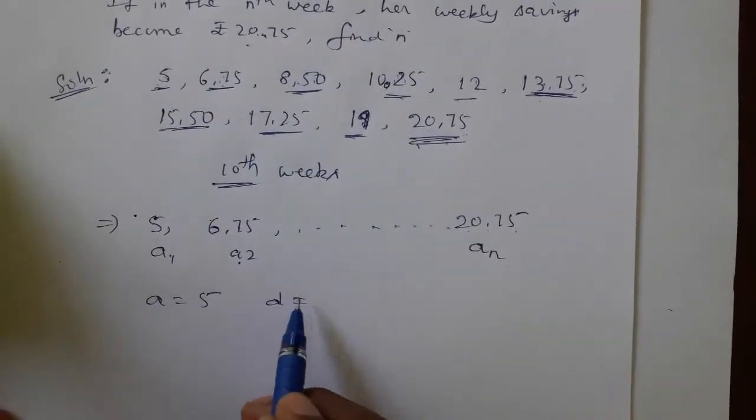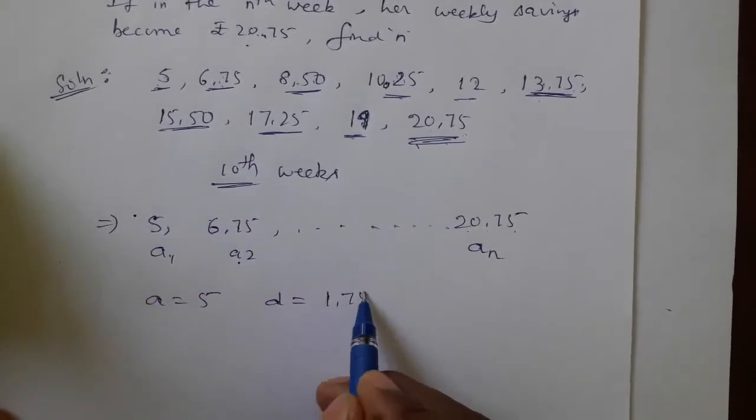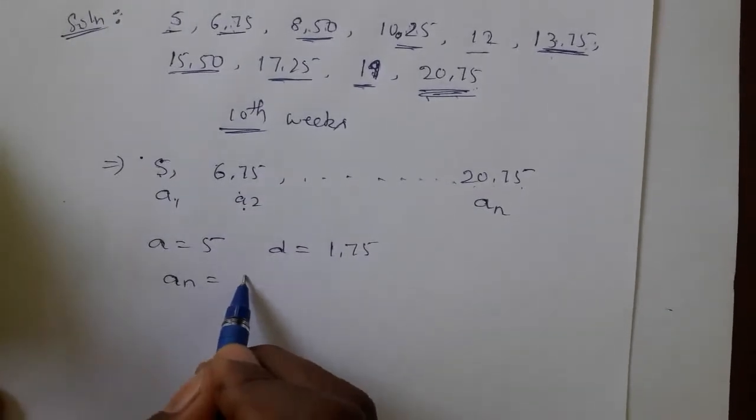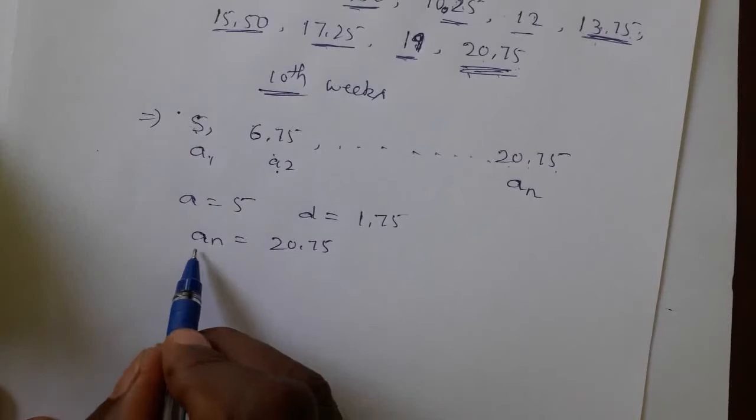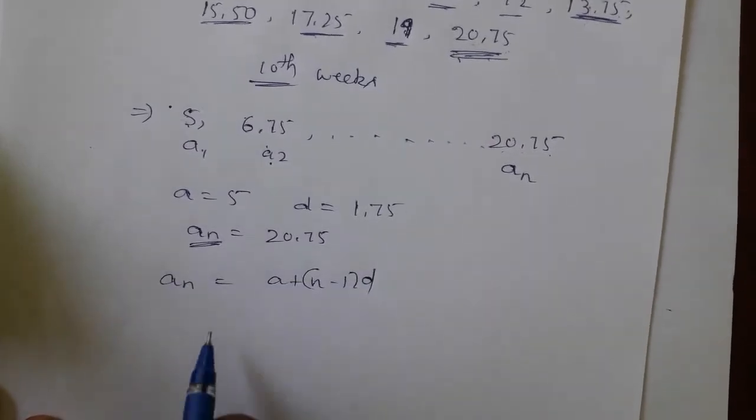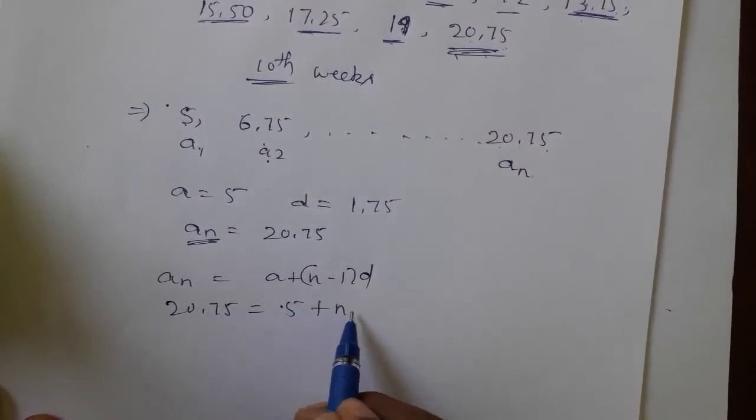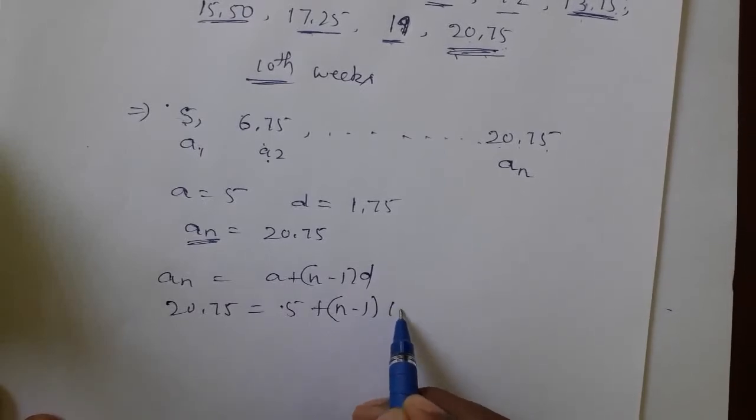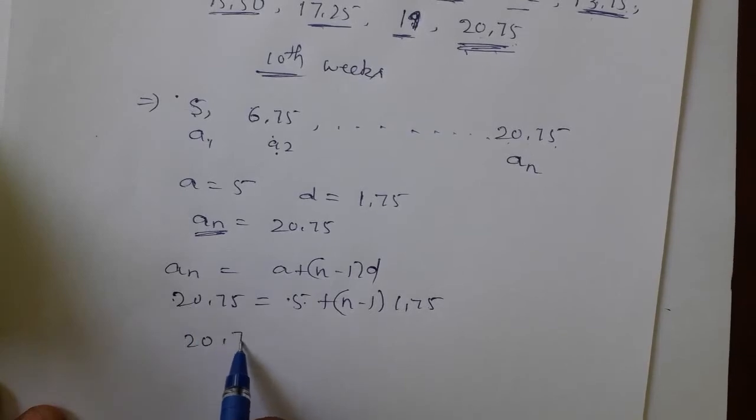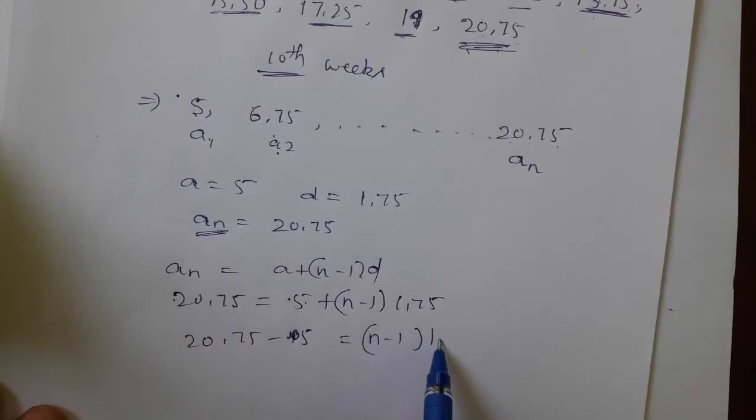A is 5. The common difference D is next minus previous: 6.75 minus 5, which is 1.75. The An value is also known in the question, 20.75. When An is given, we use the formula An = A + (N minus 1) into D. An is 20.75, A is 5, N is unknown, D is 1.75. Bring 20.75 and 5 to this side: 20.75 minus 5 equals (N minus 1) into 1.75.